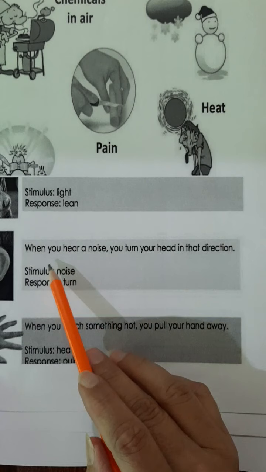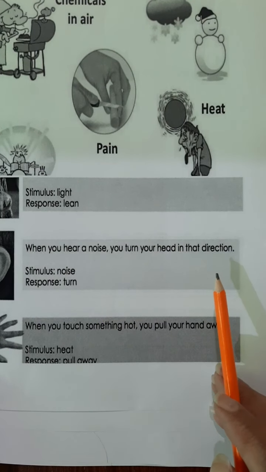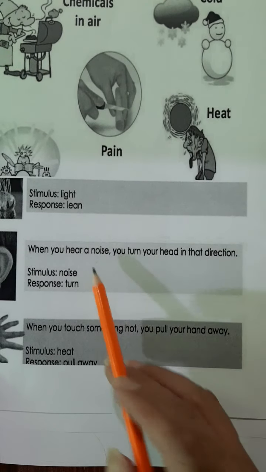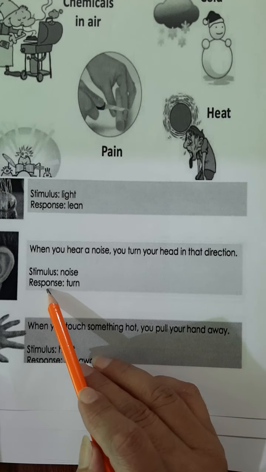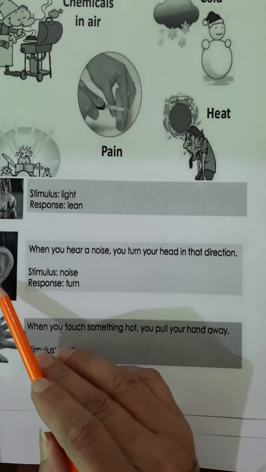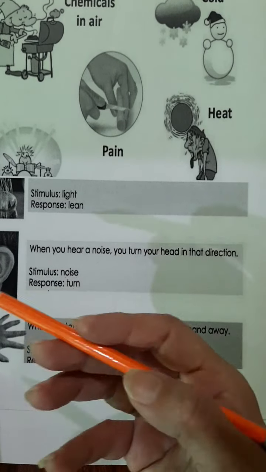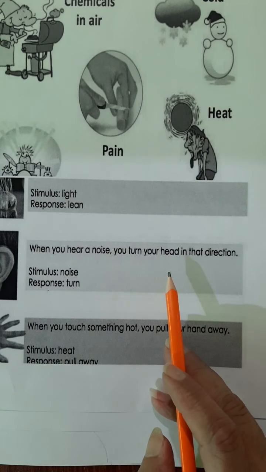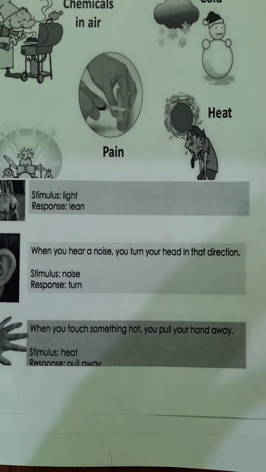Another example, when you hear a noise, what happens? You turn your head in that direction, in the direction of the noise. So what is the stimulus in it? This noise is the stimulus, and in the response what do you do? You turn your ear in that direction. That will be the response. Another response can be, if the noise is of very high intensity, you will just put your fingers or your hands on your ears. That will be the response. Right?